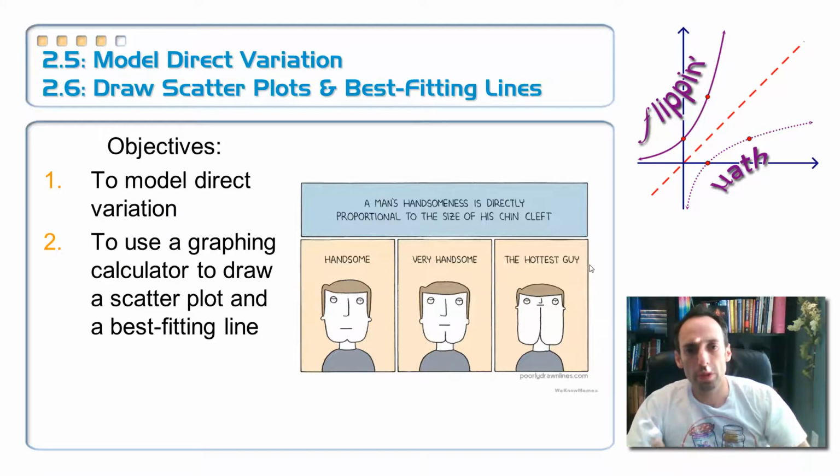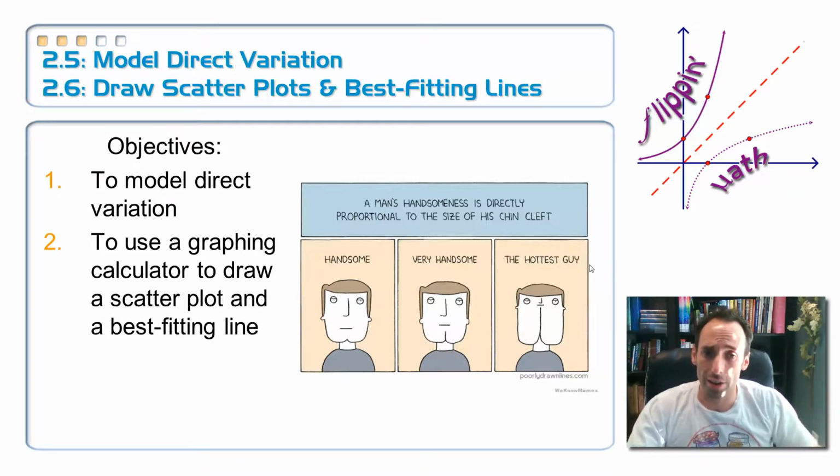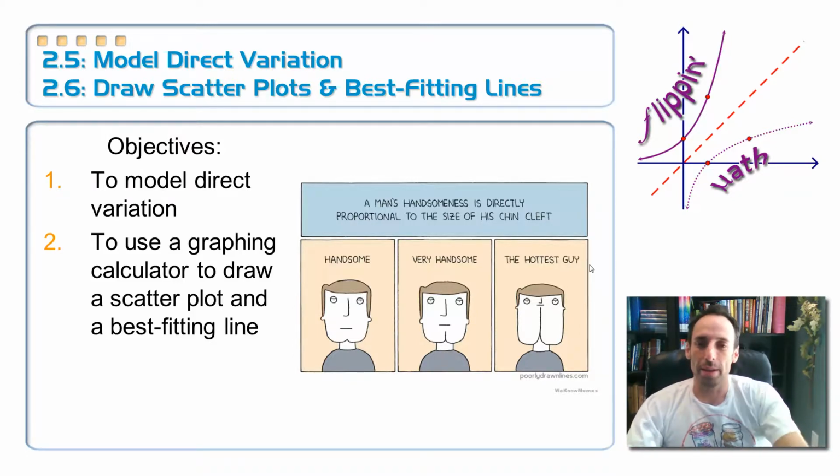And here I'll leave you with this cartoon. If you can't read it, it says a man's handsomeness is directly proportional to the size of his chin cleft. Well, on the left you got a guy that's pretty handsome because he's got a cleft chin, and then the hottest guy over there on the right hand side with that butt chin.